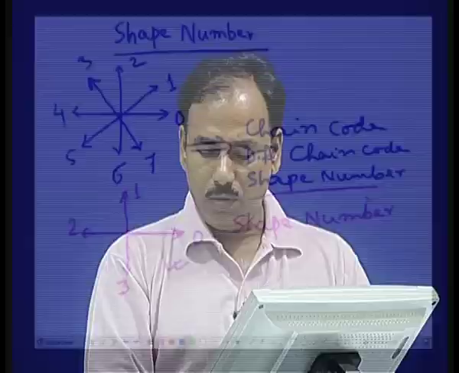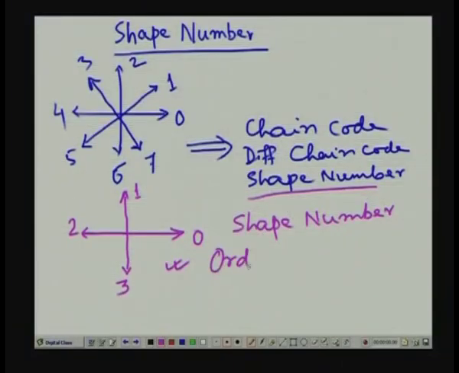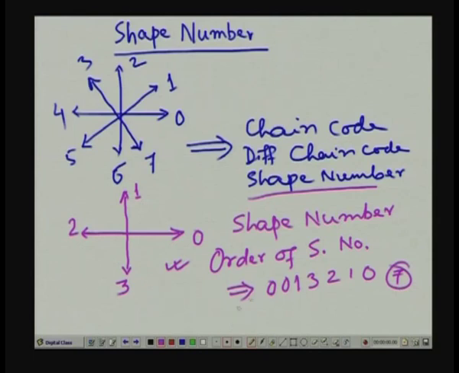Now, there is another term which is called order of the shape number. This order of shape number is nothing but the number of digits which are present in the shape number. So, if I have a shape number something like this, say 0, 0, 1, 3, 2, 1, 0, you find that in this particular shape number, there are 1, 2, 3, 4, 5, 6, 7 different digits. So, the order of this particular shape number will be 7.